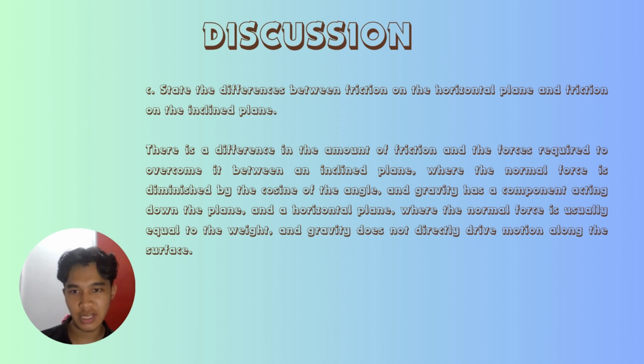The last question of the discussion is: state the differences between friction on the horizontal plane and friction on the inclined plane. There is a difference in the amount of friction and the force required to overcome it. On inclined planes, the normal force is diminished by the cosine of the angle, and gravity has a component acting down the plane, while on a horizontal plane the normal force is usually equal to the weight, and gravity does not directly drive motion along the surface.